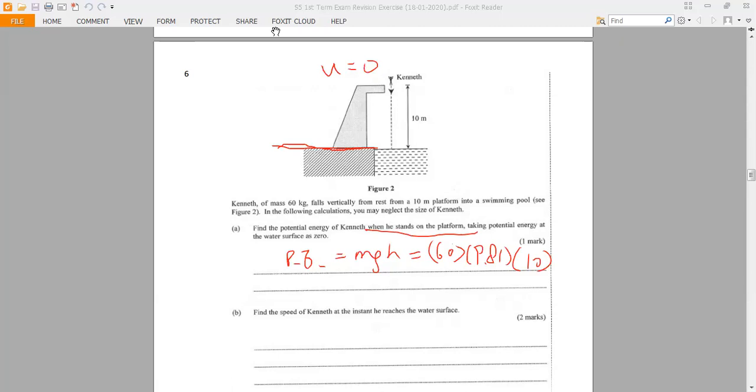How can you slow down? Later on, when he reaches the water, it will give a friction or water resistance to slow him down. Okay, let's calculate this: 60 times 9.81 times 10 is 5,886 joules. So this is the value of the potential energy. Then find the speed at this instant on the water surface.